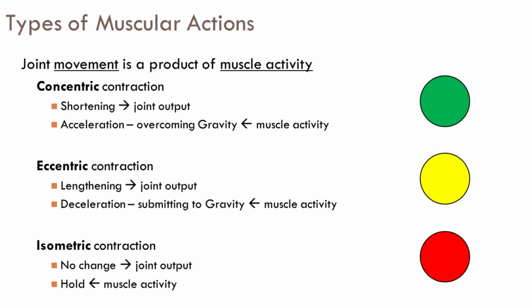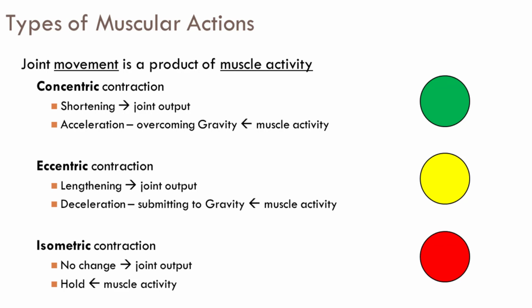Another way of looking at muscle participation or muscle contraction type is to look at the relationship to gravity. Gravity is always in a downward direction. And so if the movement is in opposition to gravity, or overcoming gravity, or moving faster than gravity, which would be up in the opposite direction, or accelerating down like throwing something to the ground, that's a concentric contraction.